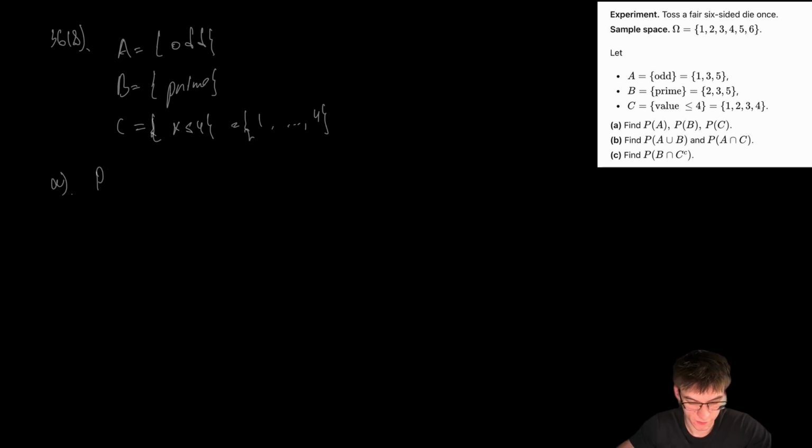So let's try to find the probability of A, B, and C. The probability of the event A is essentially the probability of 1, 3, or 5. So 3 possible outcomes, which gives us 3 over 6, 1 over 2. This is our final result.